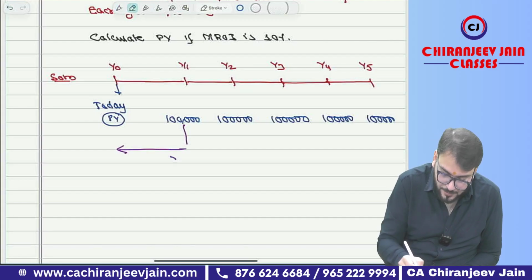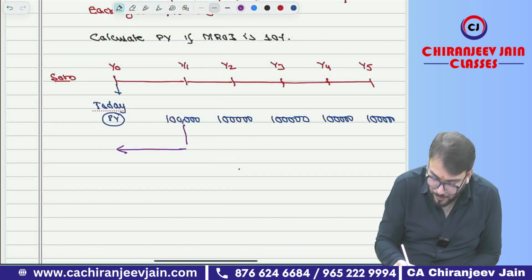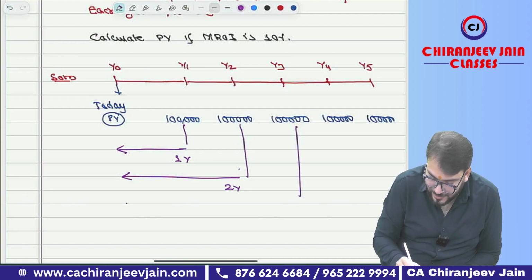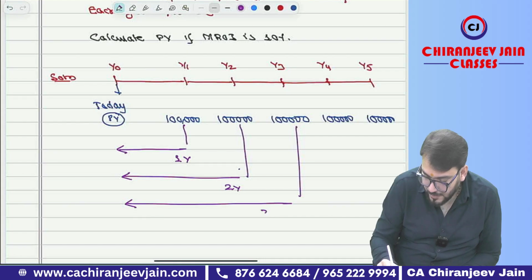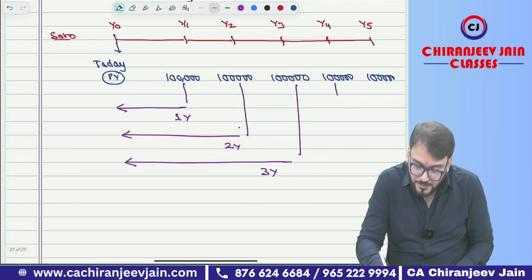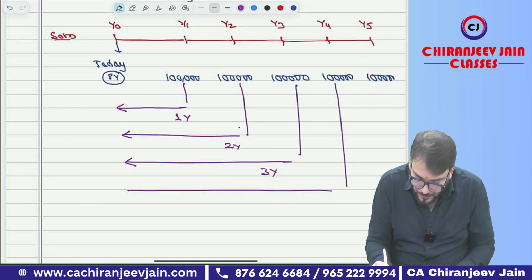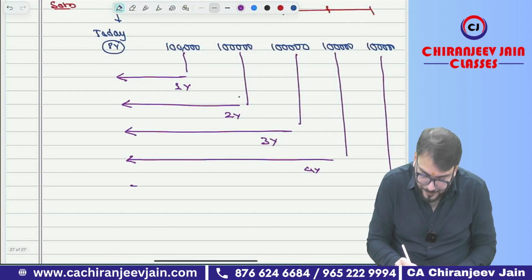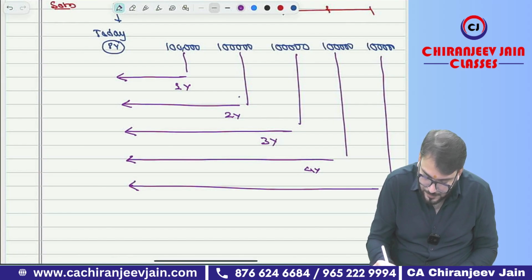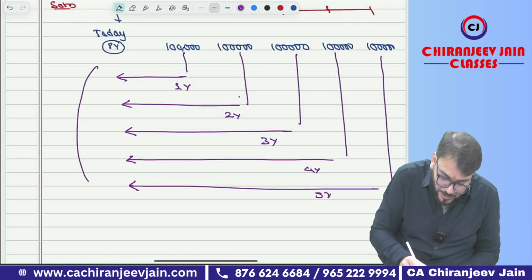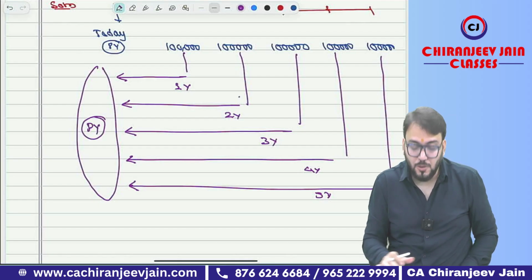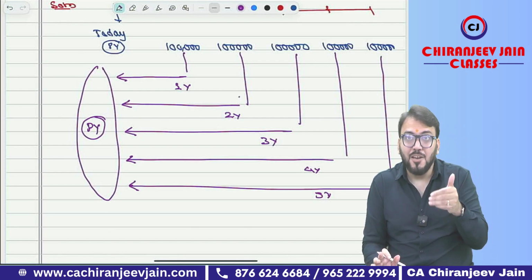For 1 year. Discounting for year 1, 1 year. This will be discounted for how many years? 2 years. This will be discounted for how many years? 3 years. Are you able to understand? This will be discounted for how many years? 4 years. And this will be discounted for how many years? 5 years. And if you make sum total of these, this will be present value of all this amount. Are you able to understand?